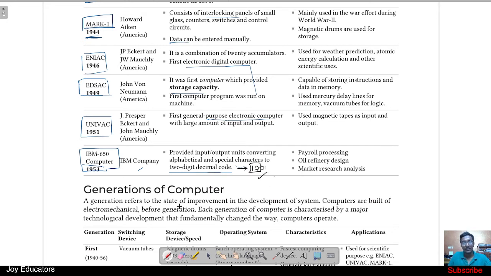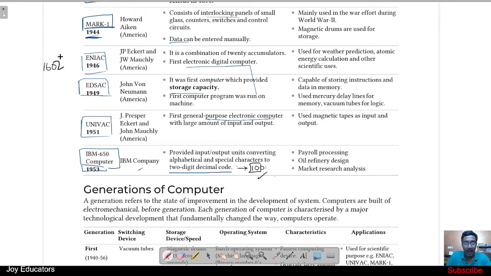The main applications for this are payroll processing, oil refinery designing and marketing. So you got it right. There are two things that you need to remember. One is... what are the two things?